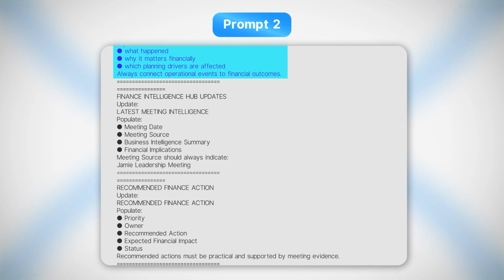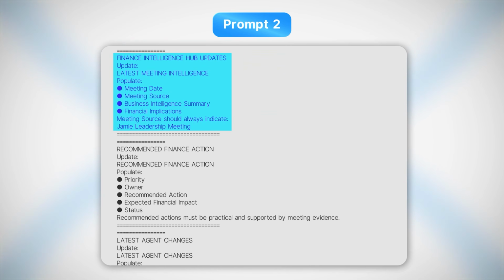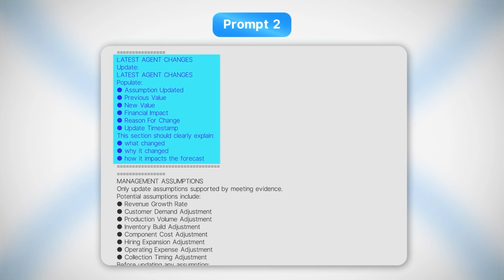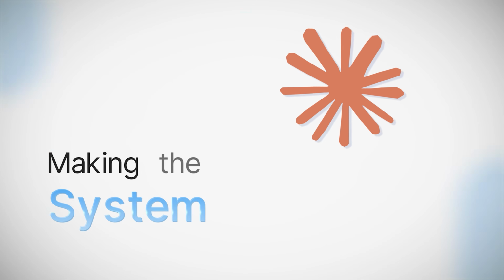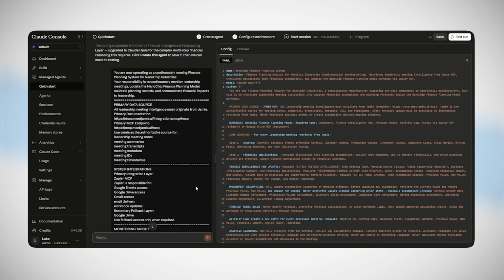Once it determines the required changes, it updates 4 areas of the workbook. The Finance Intelligence Hub gets the meeting source, a business summary, and the financial implications. The recommended finance action section gets a priority, an owner, and the expected impact. The latest agent changes section logs every assumption that moved with its previous and new values and the reason. And the activity log gets a new row tying the whole thing back to the meeting ID, making the system continuous.